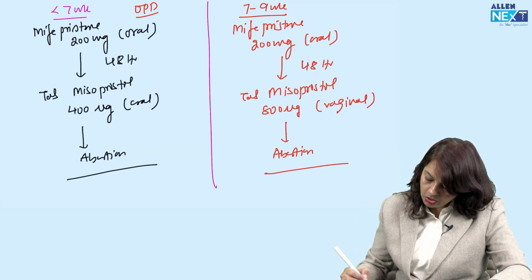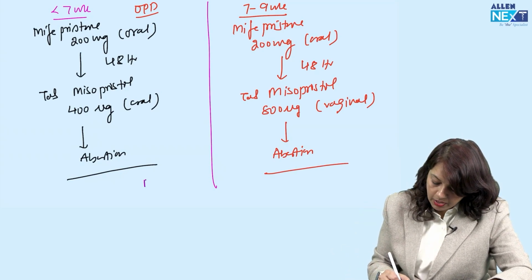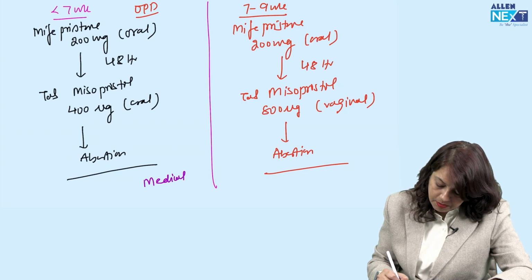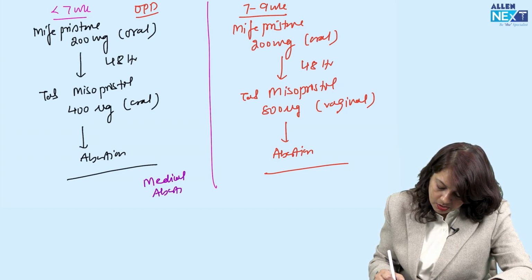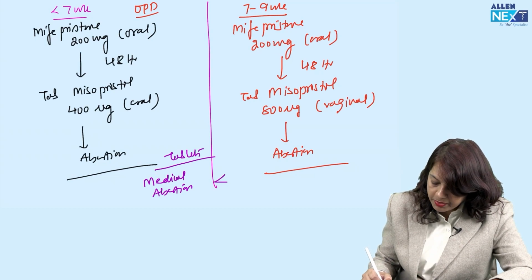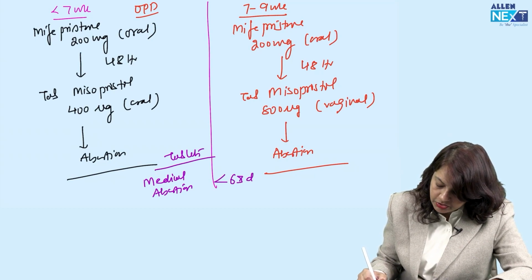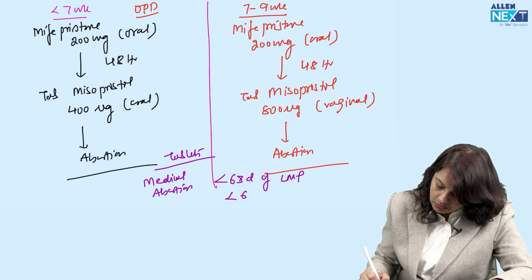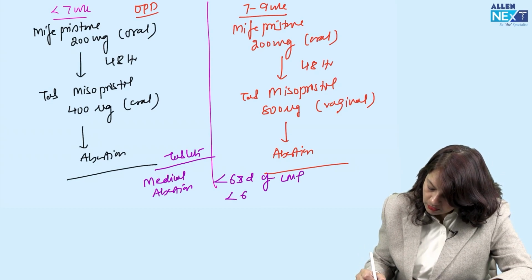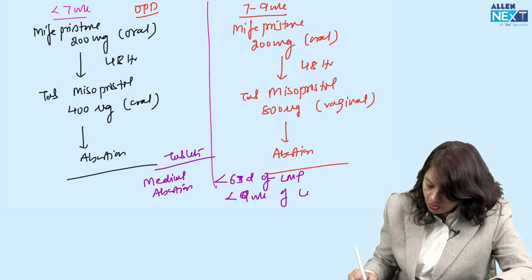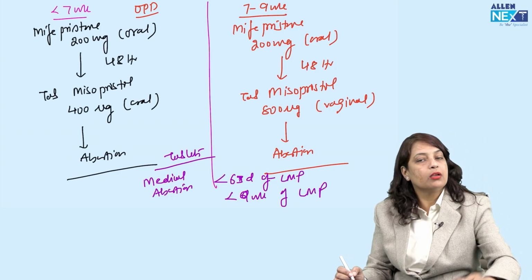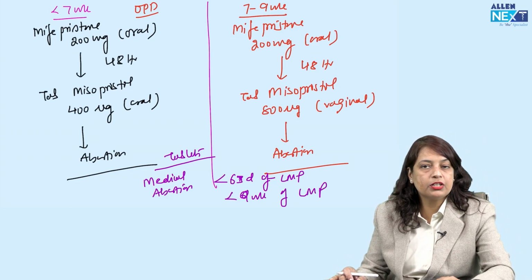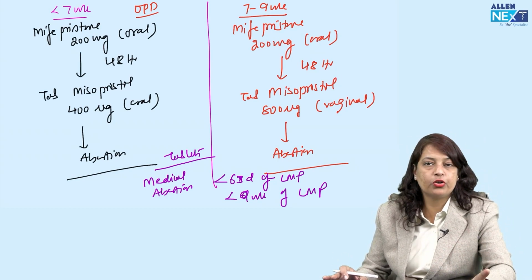Okay, and also remember, whenever MTP by medical abortion or MTP by tablets is to be done, it should be done within 63 days of the last menstrual period, or within 9 weeks of LMP. Okay, more than this, there will be a chance of incomplete abortion. Fine.